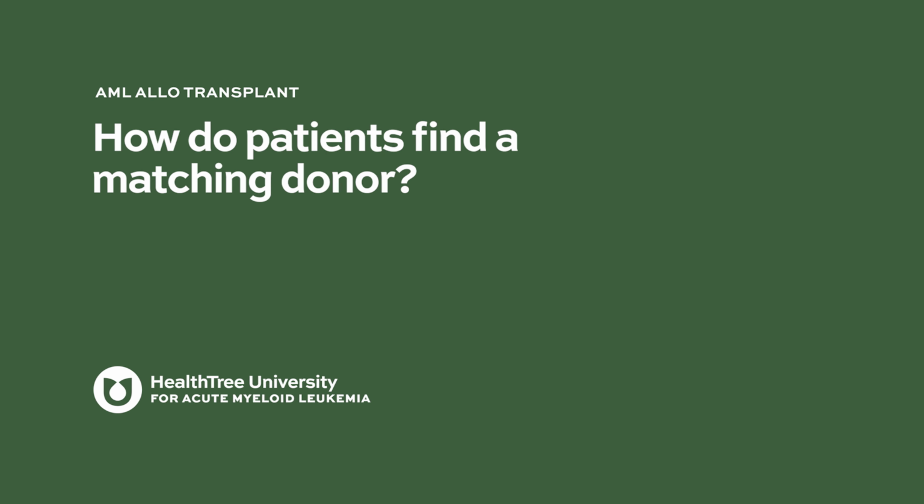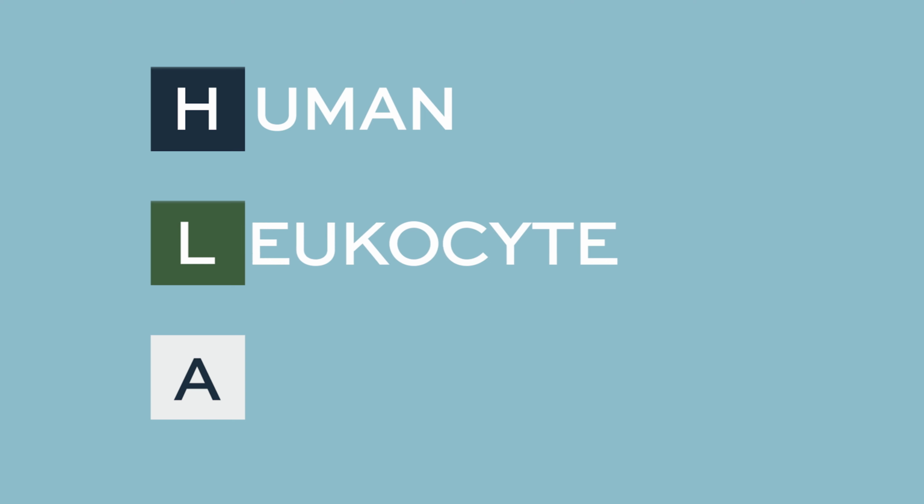How do patients find a matching donor? So when we start to do the transplant workup process, the first thing we have to do is determine a person or a patient's HLA type. HLA stands for human leukocyte antigen, and basically what that does is it marks your cells as yours. So it's kind of a barcode to determine if a cell is self, or yours, or foreign, not yours.